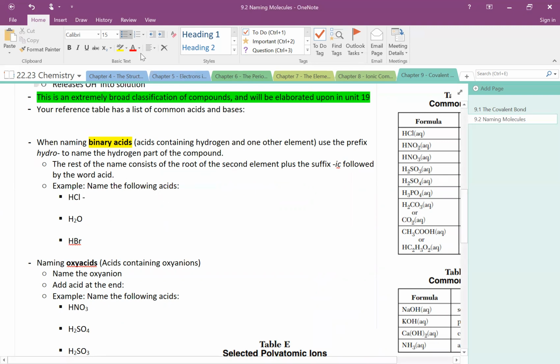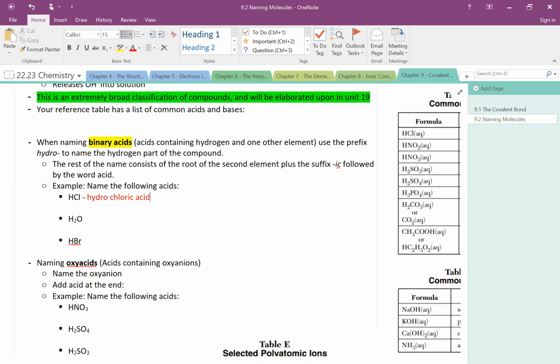I'm going to start by naming the hydrogen. That is, of course, going to be hydro. And then I'm going to take my chlorine, and instead it's going to get the suffix -ic. So from chlorine, it becomes chloric. So hydrochloric acid.